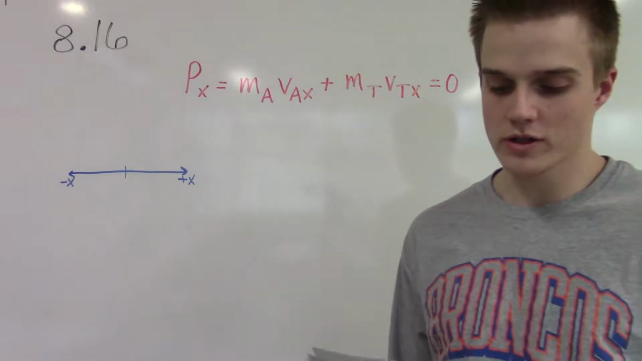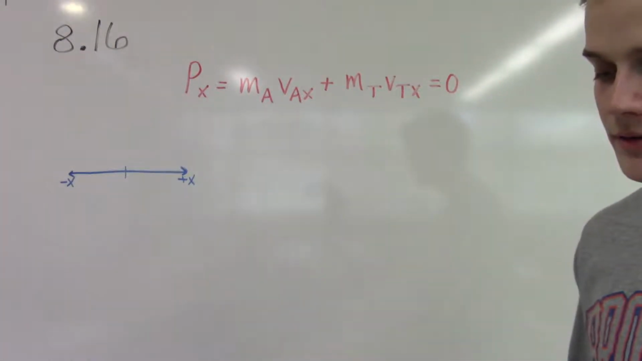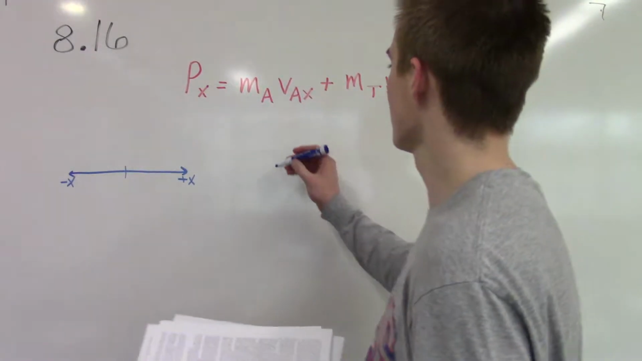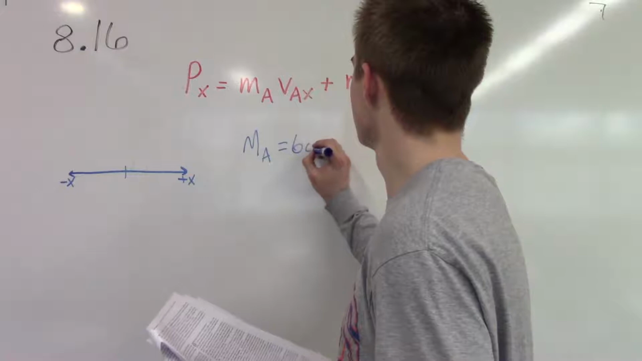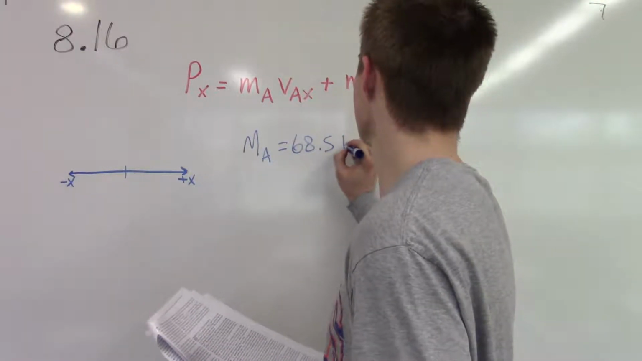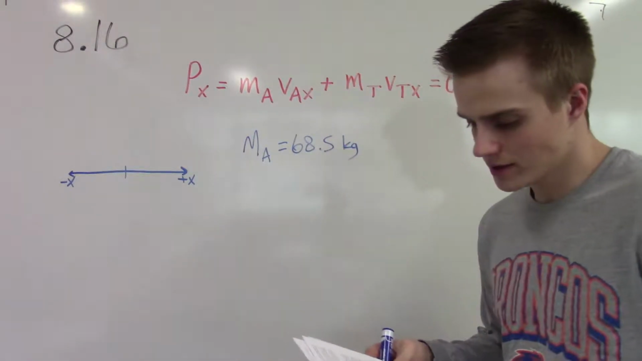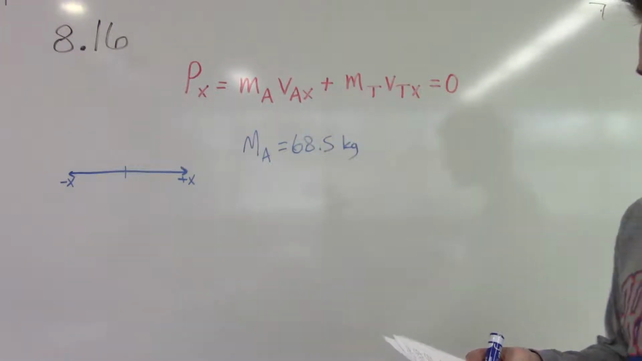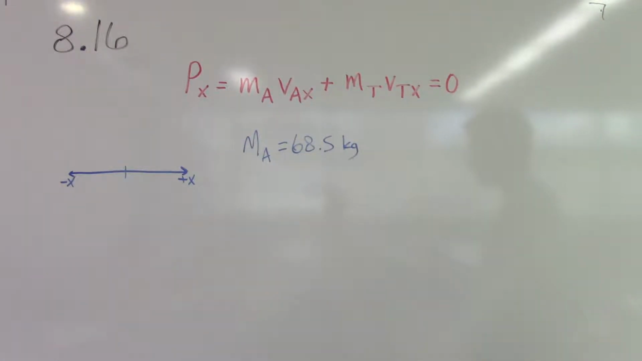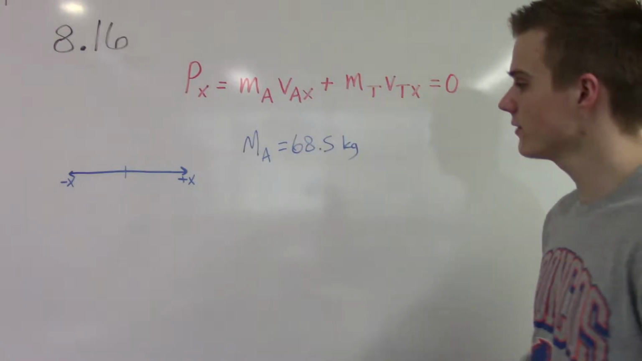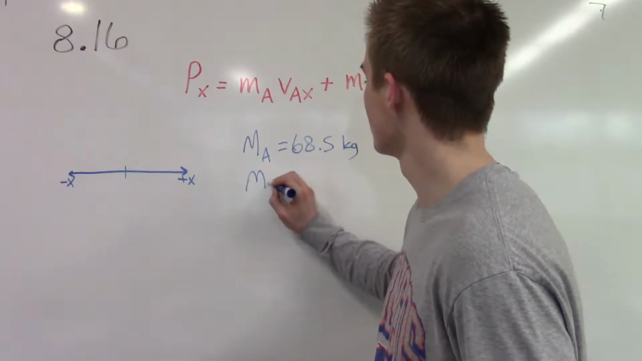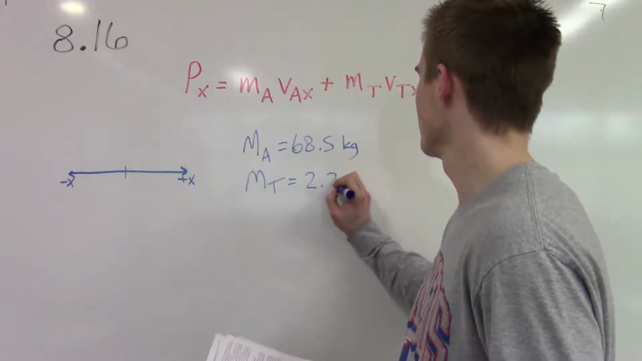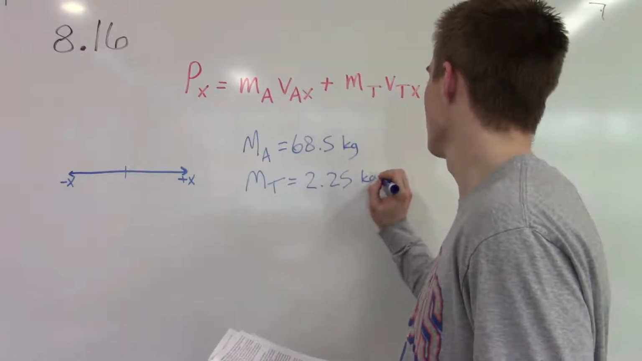So in chapter 8, question 16 says a 68.5 kilogram astronaut. So we'll have the mass of an astronaut is equal to 68.5 kilograms. A 68.5 kilogram astronaut is doing a repair in space on an orbiting space station. She throws a 2.25 kilogram tool. So the mass of the tool is equal to 2.25 kilograms.